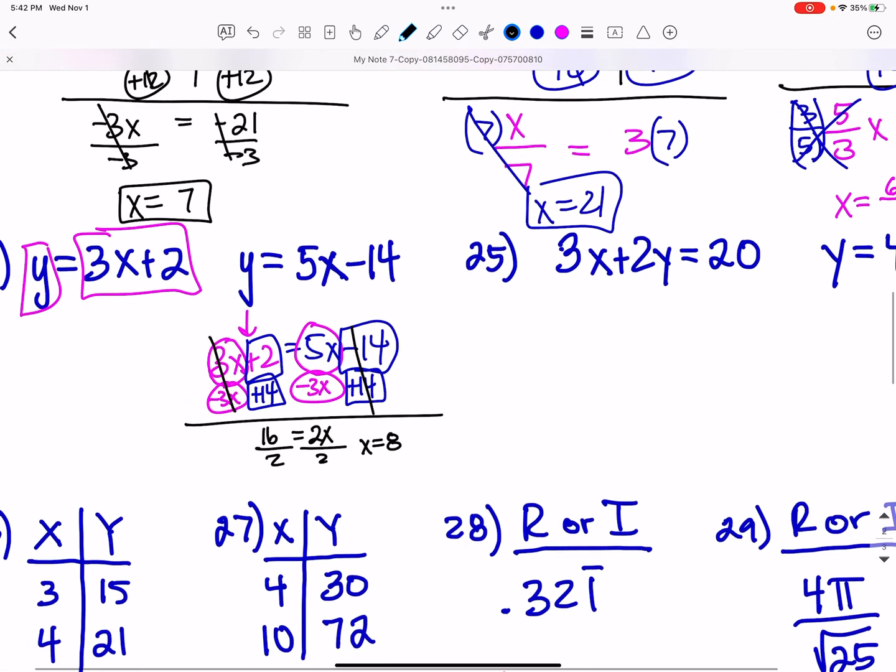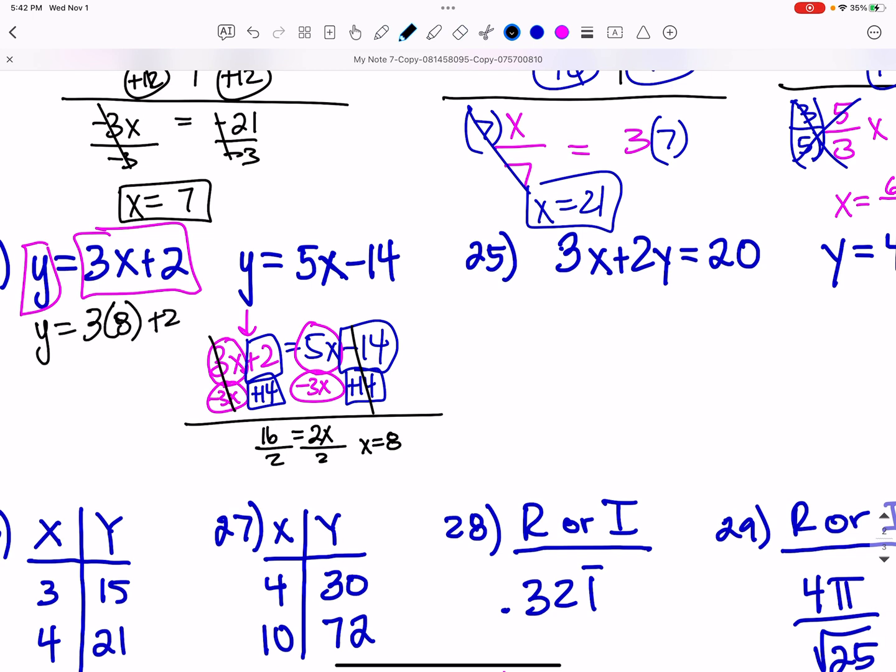All right, but I'm not done. If x equals 8, then I've got to take y is the same thing as 3 times 8, 3x's plus 2. So 3 times 8 is 24 plus 2, y equals 26. We always say these in alphabetical order, x, y, and then later there'll be a z when you get older. X, y, there we go.